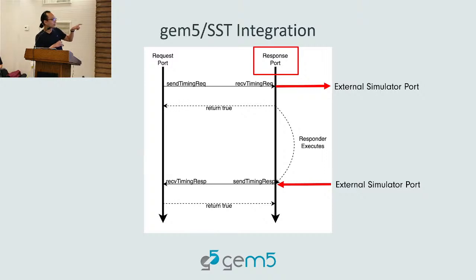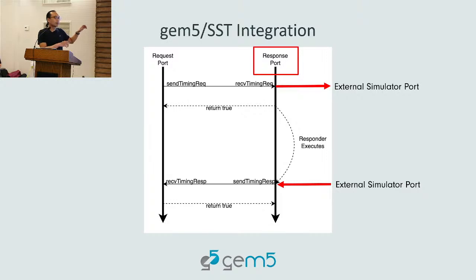And the other way around, when the external simulator sends the response to gem5, the response port should be able to trigger the send timing response function, which in turn triggers the receive timing response from the request port. So far so good, but there's one missing thing.